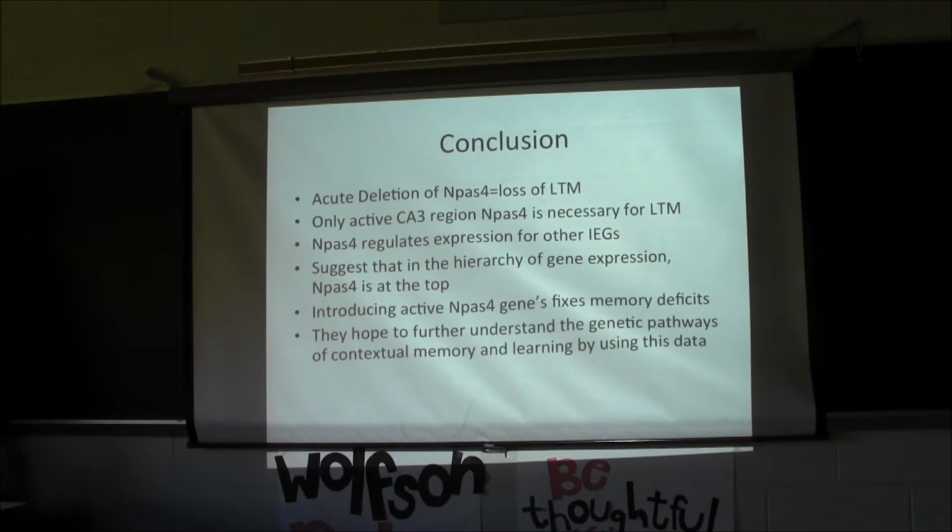Okay, so just to conclude what I said. Acute deletion of NPAS4 in certain regions results in long-term memory loss. Only the NPAS4 in the CA3 region is necessary for long-term memory encoding. They found that NPAS4 is not only not regulated by CFOS, but might actually regulate CFOS and other IEGs, which suggests a higher rate of other IEG and gene expression, with NPAS4 at the top. They saw that introducing NPAS4 back into the brain results in memory deficit restoration, and they hope to further understand what's going on in the brain from this presentation.